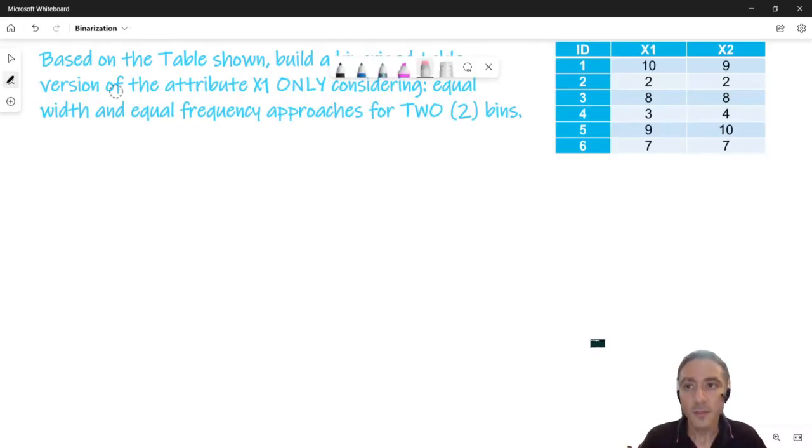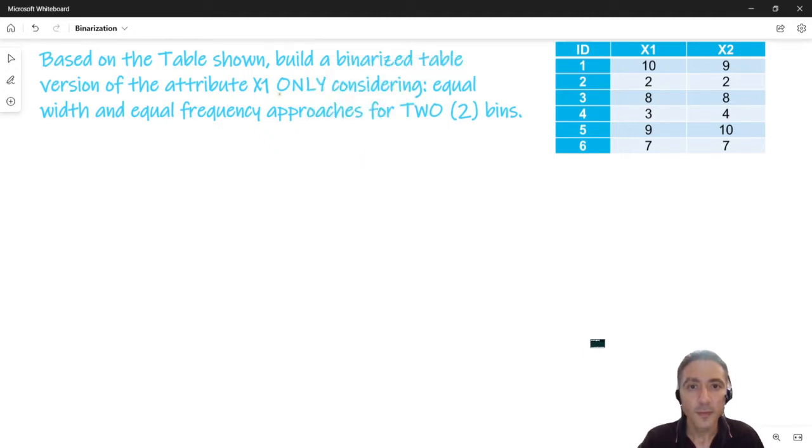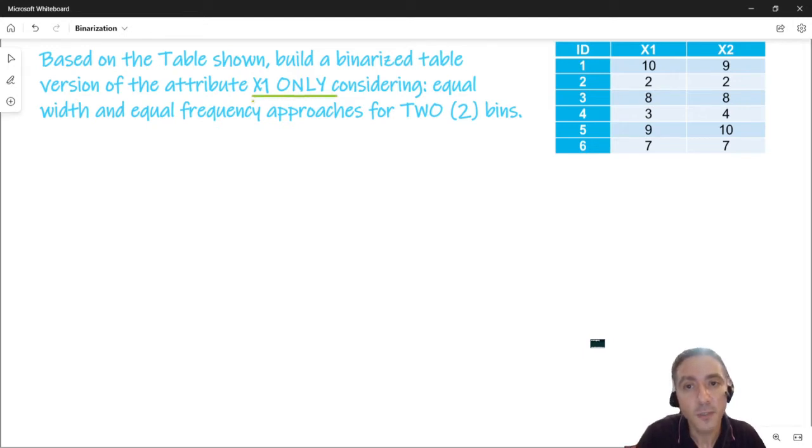Okay, so in this exercise, based on the table shown, let's say we have a data set for 6 objects for 2 features, x1 and x2. And we are interested to build a binarized table version of the attribute x1 only. So we're looking only for x1, considering both approaches, equal width and equal frequency for 2 bins.